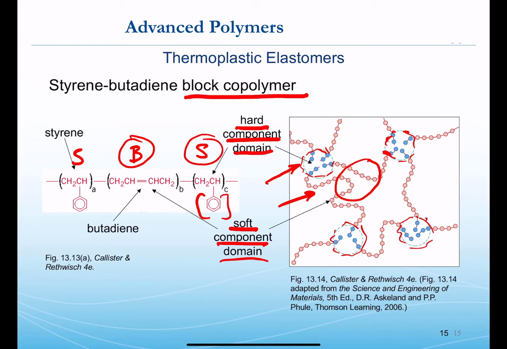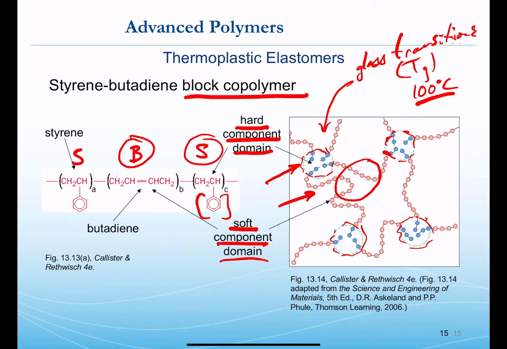Before we leave that topic, it turns out that in order to flow this material, the glass transition temperature, the temperature at which those blue chains can start to snake and move past one another, glass transition, so Tg, this is on the order of 100 degrees C, and the butadiene segment is below room temperature, glass transition temperature. So to reprocess this material, you would have to heat it above 100 degrees C if you wanted to reform it into a new shape.